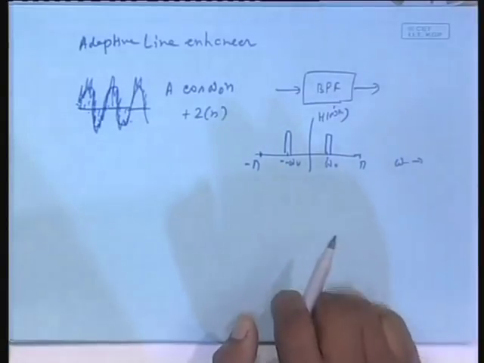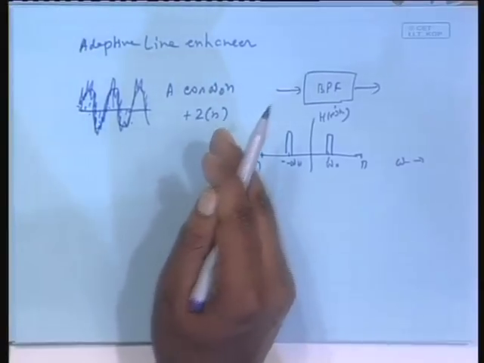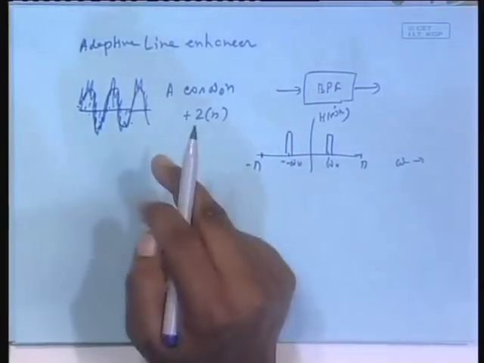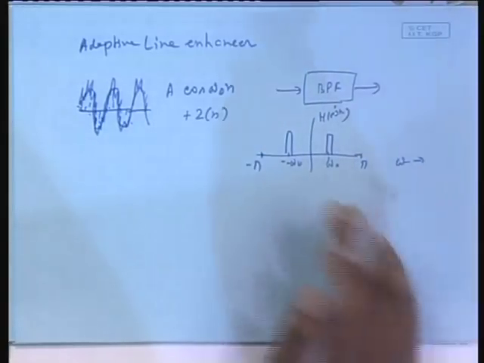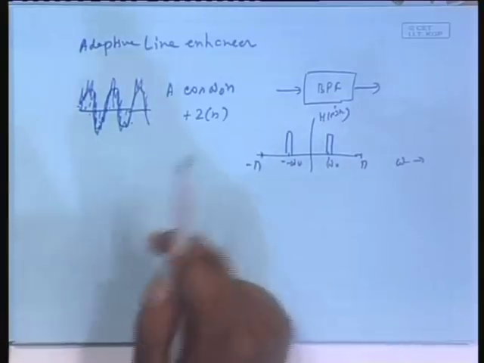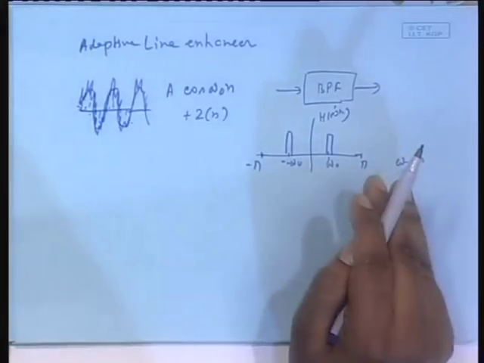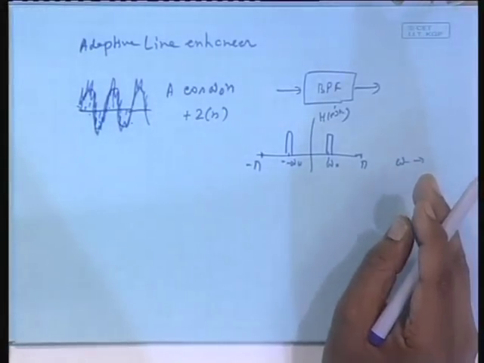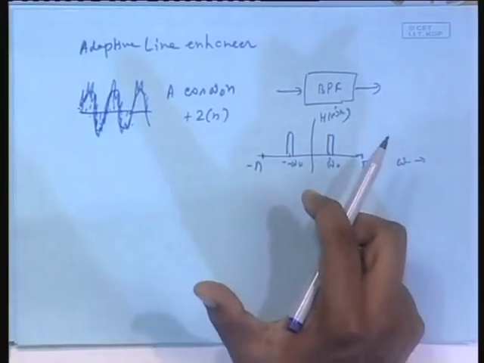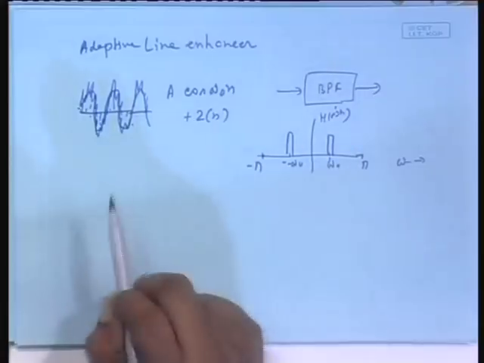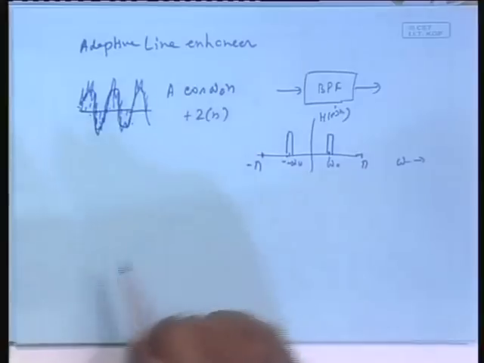So far, so good. But now, suppose the frequency of the sinusoid is changing from time to time or gradually. In that case, if you design the filter once for all and implement it, after a while this filter will become useless. Once the signal frequency omega naught changes and goes beyond the pass band, you will never be able to recover it. There we will need an adaptive filter, which will be a band pass filter, but which will use an adaptive mechanism to continuously adjust the center frequency of the band pass filter.